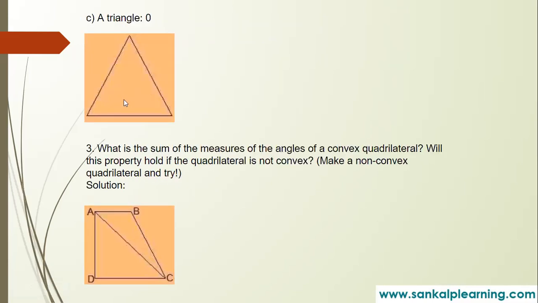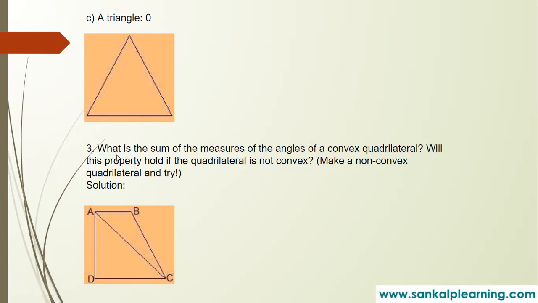And what about triangle? How can you draw diagonals for the triangle? See, you can't draw from here to here or here to here. These are called sides, right? And the sides, you can't draw any diagonals in the triangle. So the answer is 0.